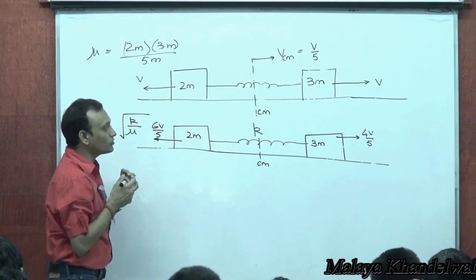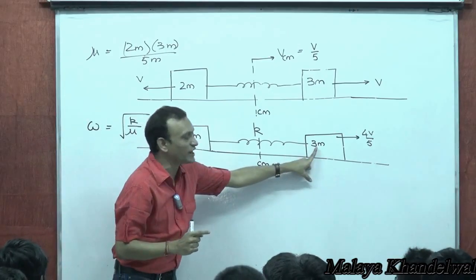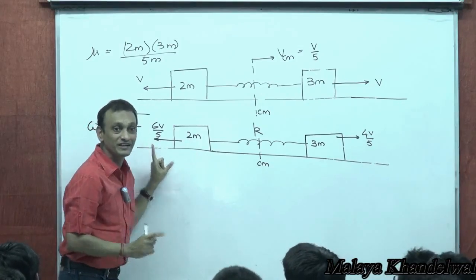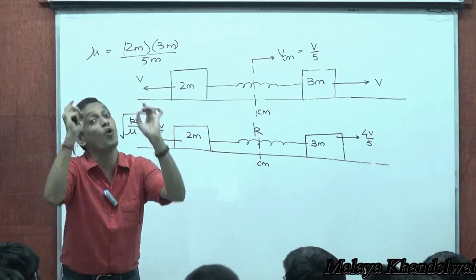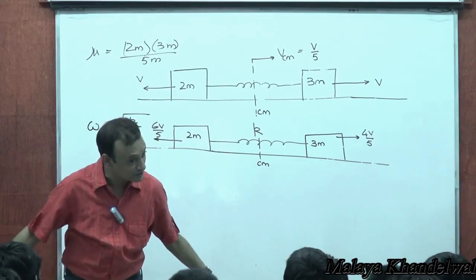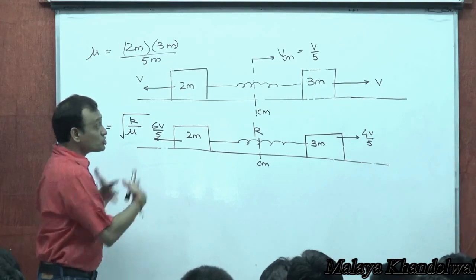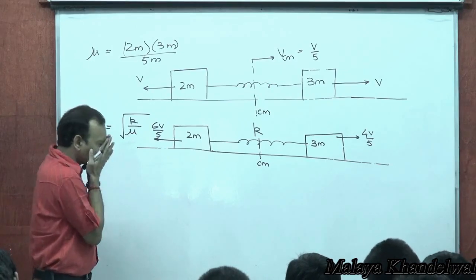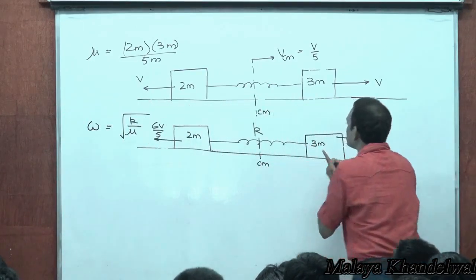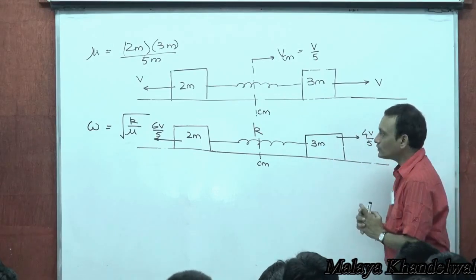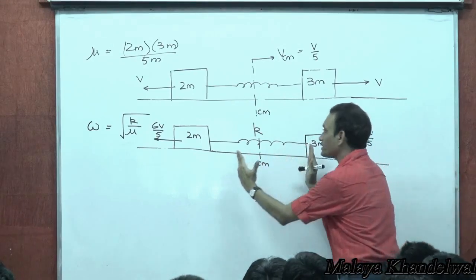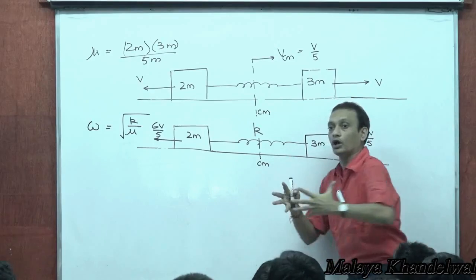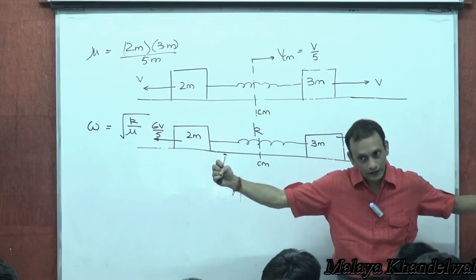How do you know if you have not made a calculation mistake? In the center of mass frame, check the total linear momentum of the system. 12mv by 5 to the right, 12mv by 5 to the left. Zero linear momentum in the center of mass frame, always. Absolutely cardinal. Right? So this is the story of the two masses at this instant of time. Now, eventually, in the center of mass frame, the spring will elongate. The masses will move further. Initially, the spring will elongate.